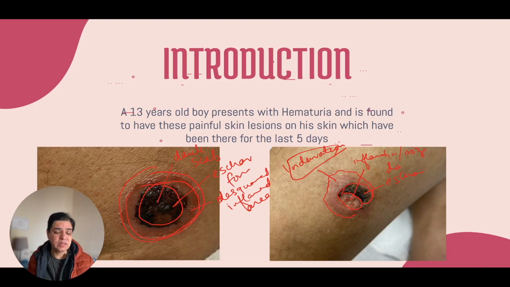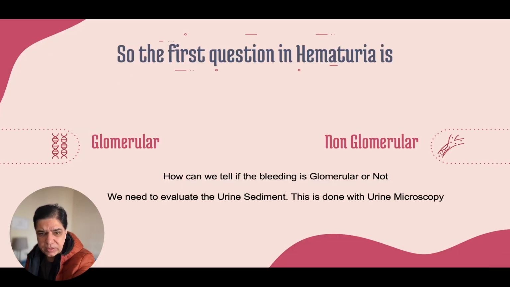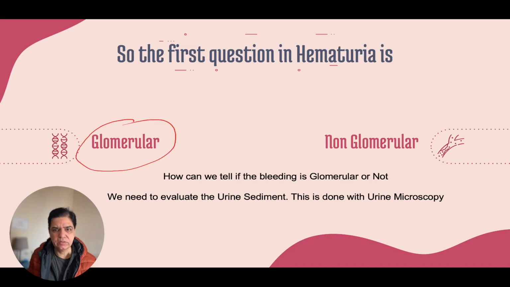And the other thing is that he has got blood in his urine, which we call, by definition, hematuria. So now the question is, coming down to his hematuria, we'll come to the skin lesions later on, but let's talk about hematuria. Whether that blood in his urine is of glomerular origin or a non-glomerular origin? So the question is whether this is glomerular in origin or whether this is non-glomerular in origin.